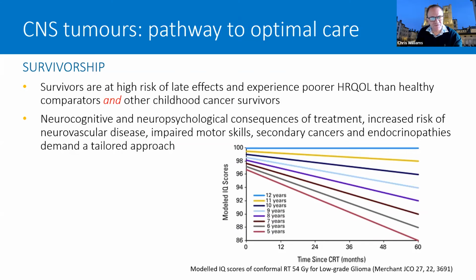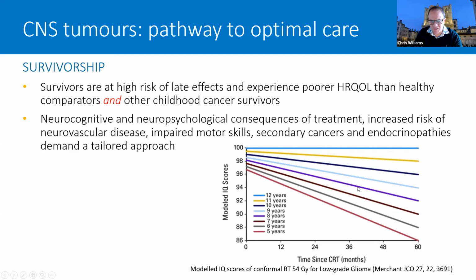And I've talked briefly, but survivorship is critical in any child that has a CNS tumour, has had resection, has had radiation. Survivors are at high risk of late effects, and most of them will experience poorer health-related quality of life than their healthy comparators, such as brothers and sisters, but also compared to all other childhood cancer survivors as a group. The neurocognitive and neuropsychological consequences of treatment, the increased risk of neurovascular disease and stroke, impaired motor skills, secondary cancers, and endocrinopathies demand a real tailored and multidisciplinary approach to caring for this group.